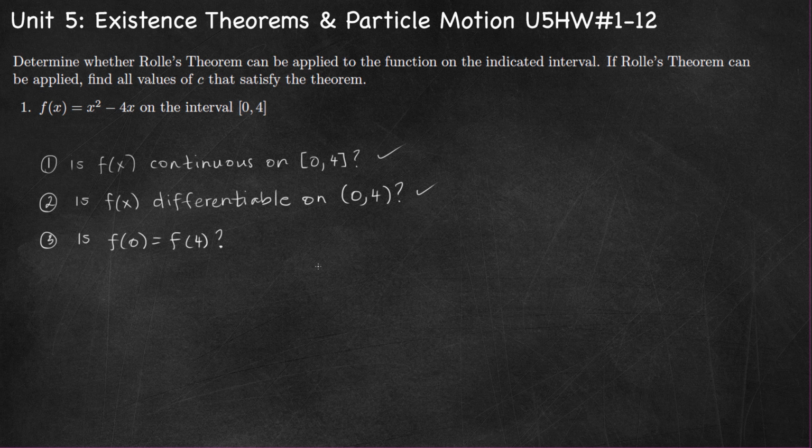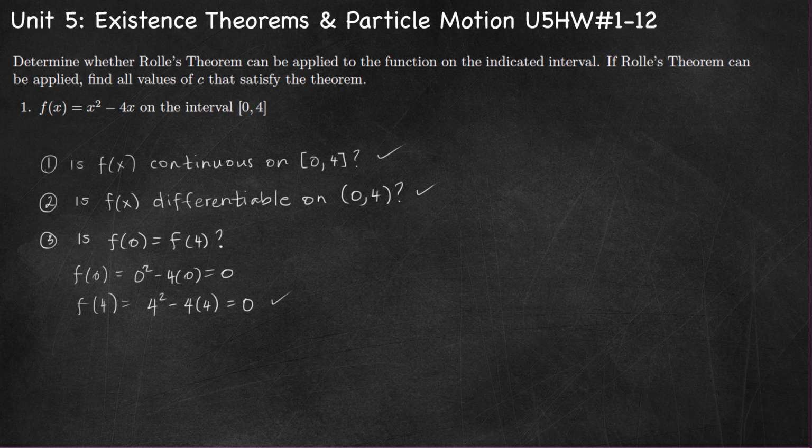Now, is f of 0 equal to f of 4? That we have to check. So f of 0, we're substituting 0 in for x. We get 0 squared minus 4 times 0, which is 0. And then f of 4, we get 4 squared minus 4 times 4, and that is also equal to 0. So all three conditions are met, and that means Rolle's theorem does apply, and it guarantees that we have some value c between 0 and 4 where the derivative of f is equal to 0.